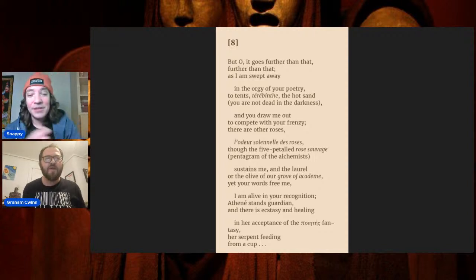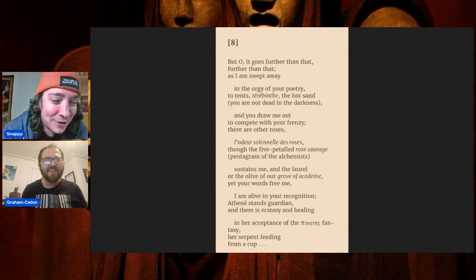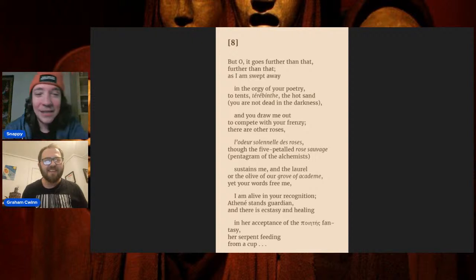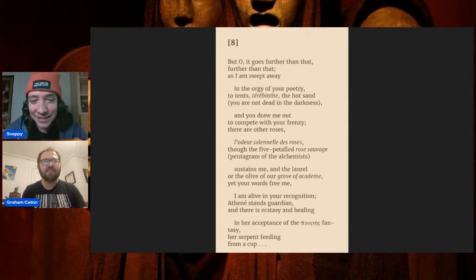So she's talking about these different people who try to invoke through different means, right? She is invoking Dionysus and giving birth to Dionysus through the act of poetry. And now she's contrasting that with the pentagram of the alchemists, you know? Wow.